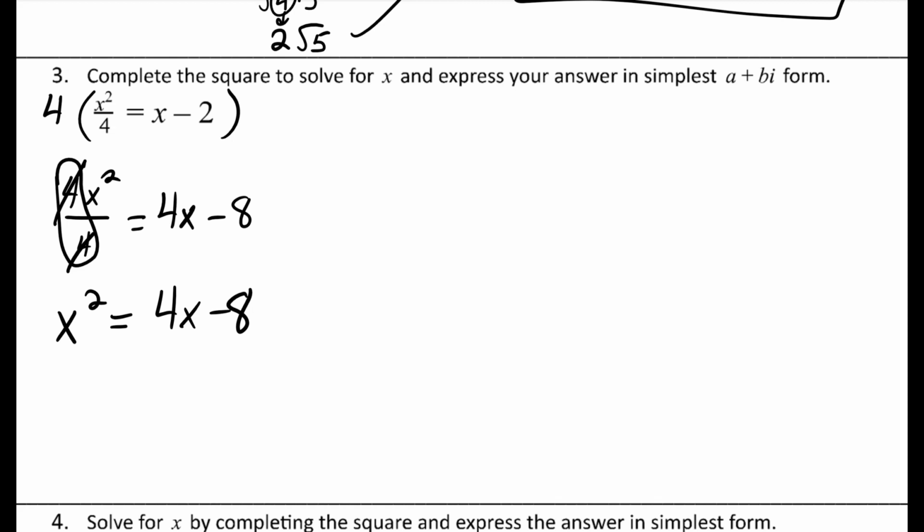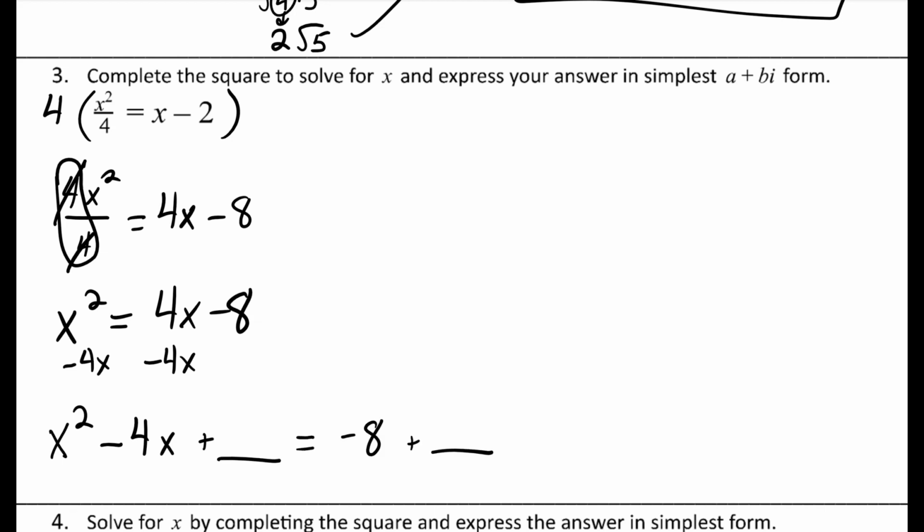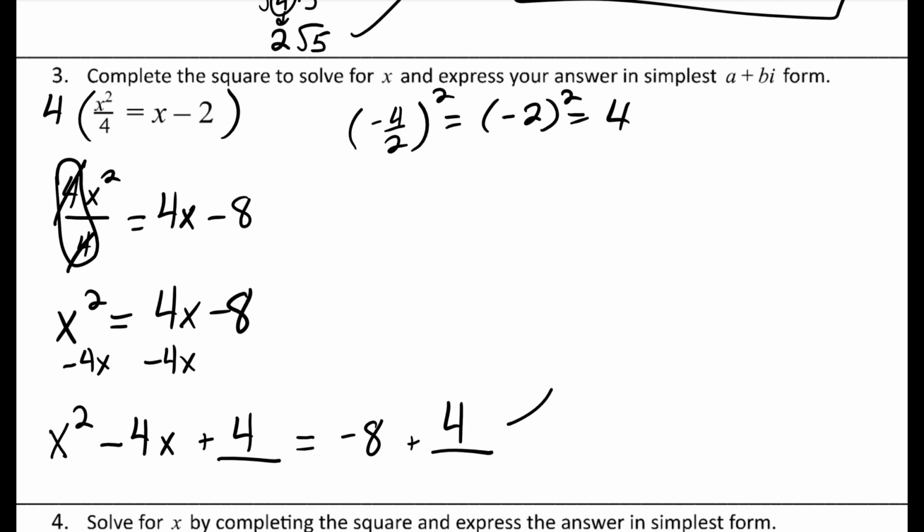So it's not quite in the form we need it to be in yet, so I'm going to subtract the minus 4x over to have x squared minus 4x, I'm going to leave a space, equals negative 8 plus something. Notice that I left the negative 8 on the other side because my constant was already over there. I want my x squared and my x term together, and I want my constant term on the other side. So again, when I take half of negative 4 and square it, that's just negative 2 squared, which is just positive 4. So I'm going to add positive 4 to both sides.